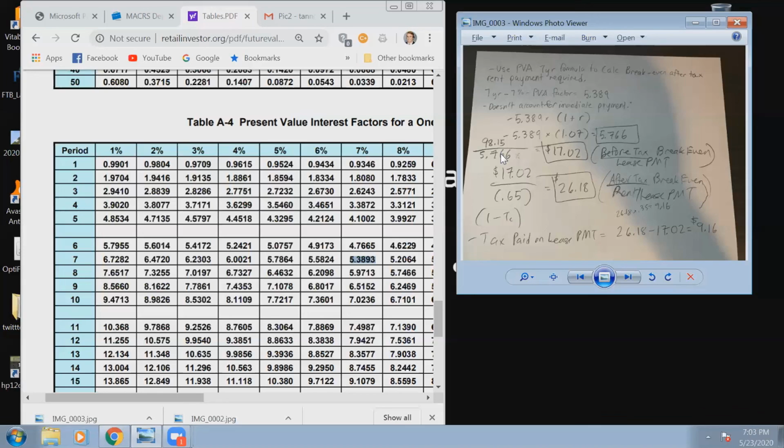In the next video, I'm going to be covering the financial lease, which is the other side of the spectrum, and it's very interesting as well.